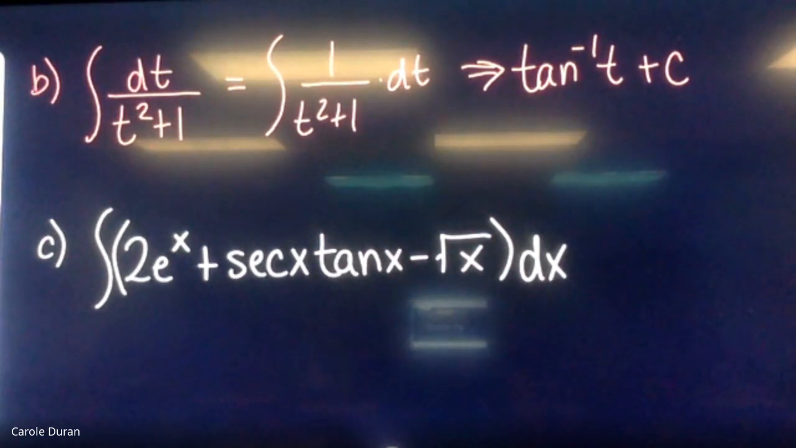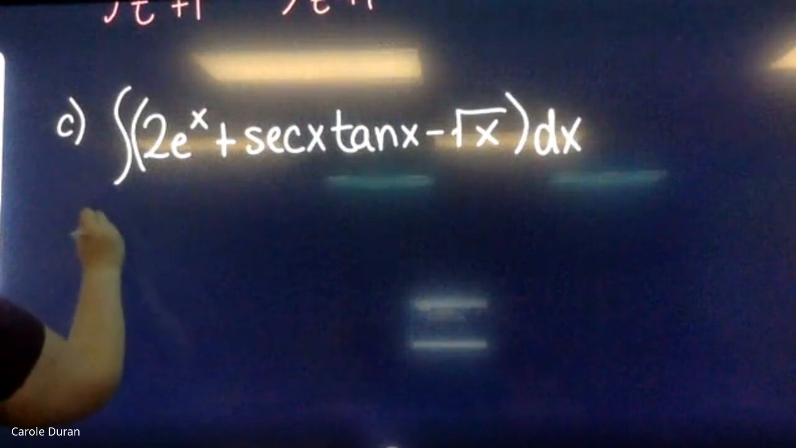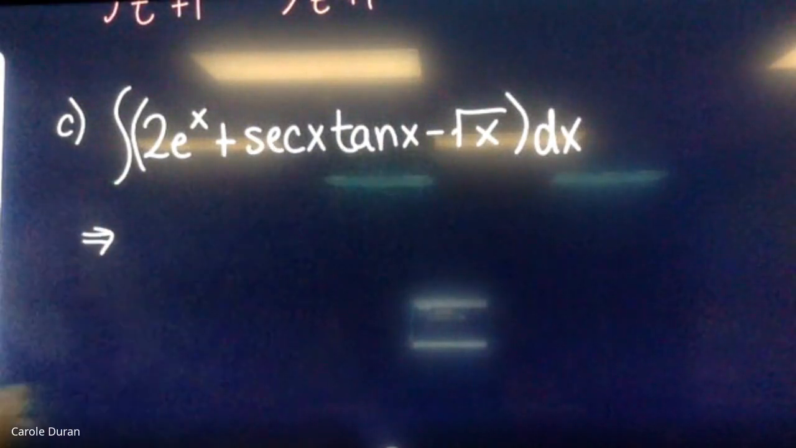So now I have this function, which is the addition of three different functions, which means that I could separate this into three integrals if I wanted to, or I could just treat each one individually and add my answers together. That's the way you should probably do it. It's a little bit easier that way. Separate them out.